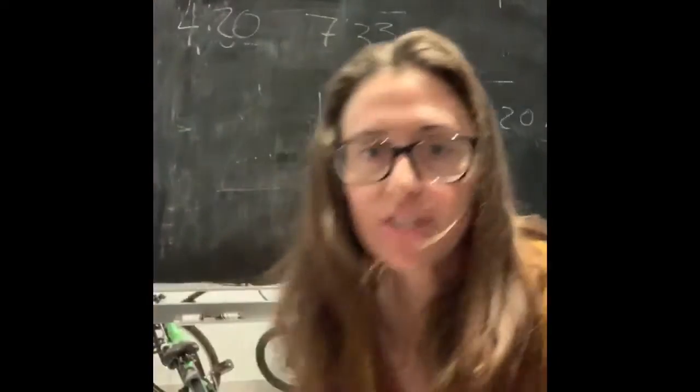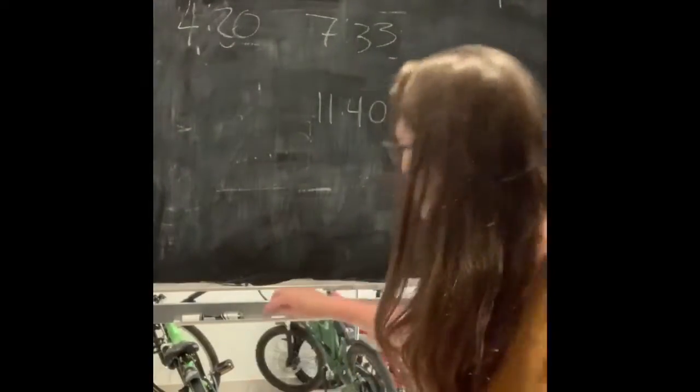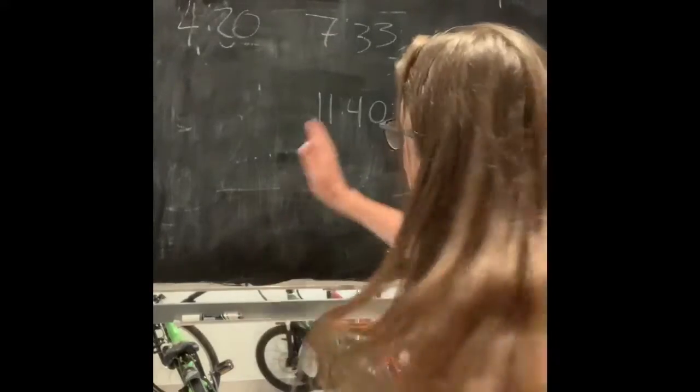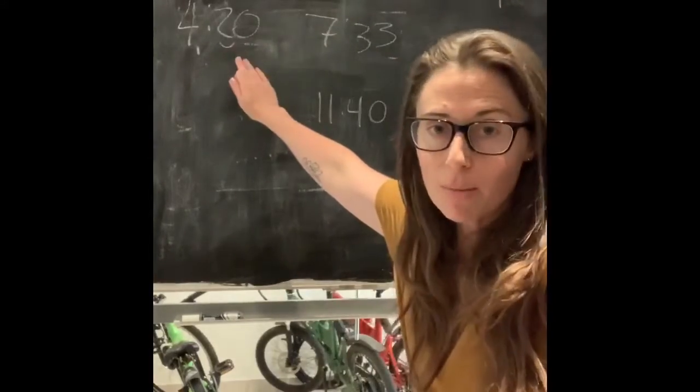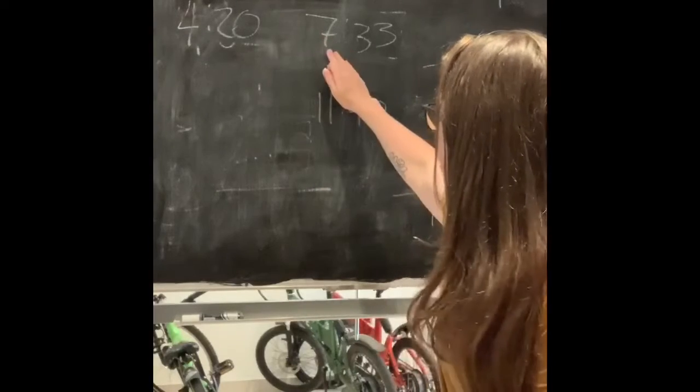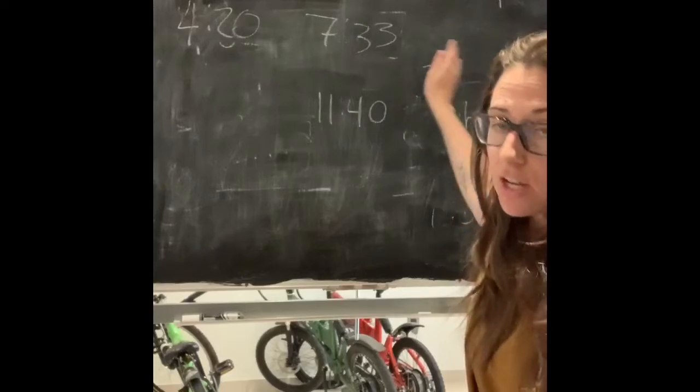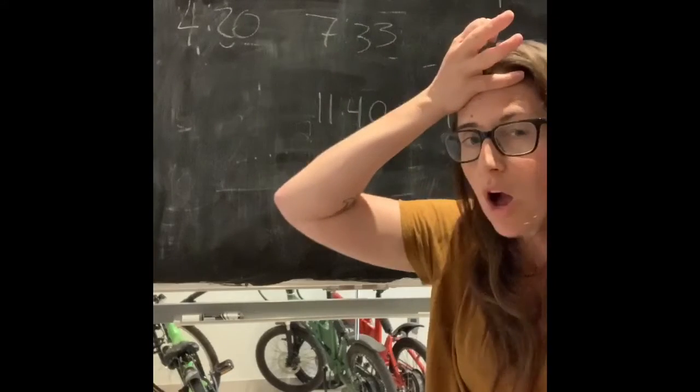Hey guys, so I just wanted to give you a little bit more help if you were getting stuck on this elapsed time worksheet. So I went and I put the first two problems up here. So we have the start time at 4:20 and the end at 7:33, and we're trying to find out how much time has passed. So first we need to think about, well, how would we figure this out?